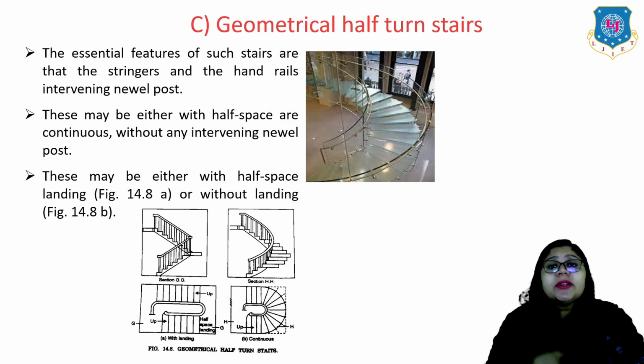Now the third type is the geometrical half-turn stairs. The essential feature of such stairs is that the stringers and the handrails are continuous without any intervening newel post. These may be either with a half space landing or without landing, as shown in this cross section, where the first is with landing and the second is without landing. In this image we can clearly see a half turn without landing.